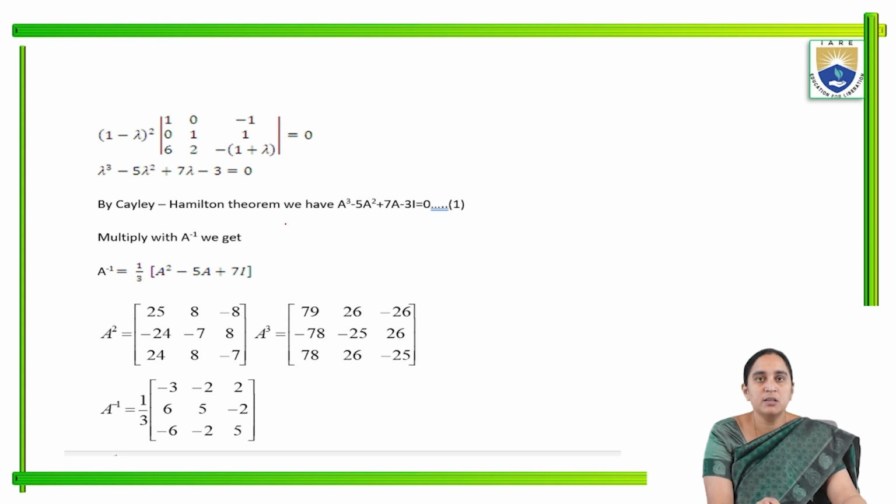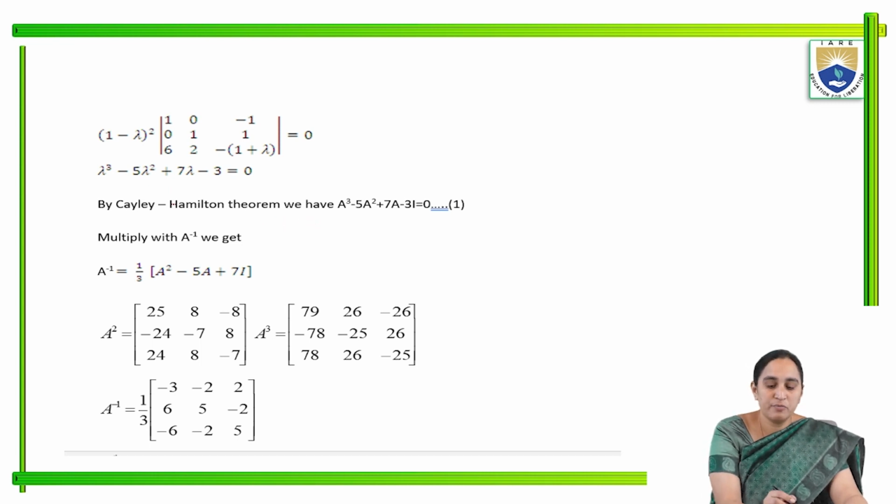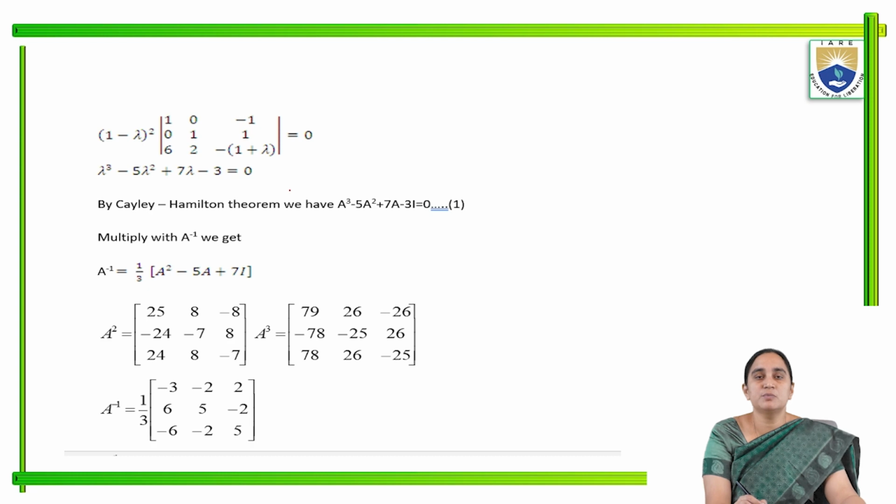By the Cayley-Hamilton theorem, every square matrix satisfies its own characteristic equation. Through this statement we get the characteristic equation form. There we substitute A in place of lambda: A cube minus 5A square plus 7A minus 3, the constant multiplied with I, is equal to 0. From that, multiply with A inverse.